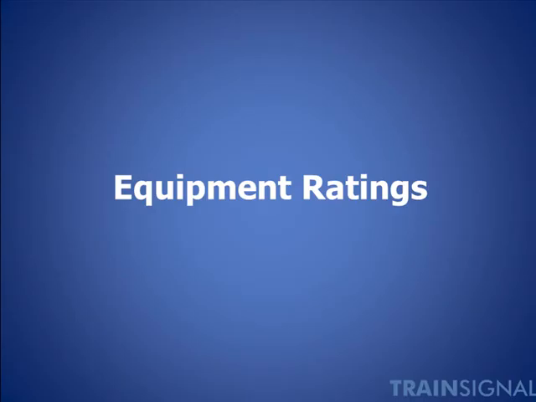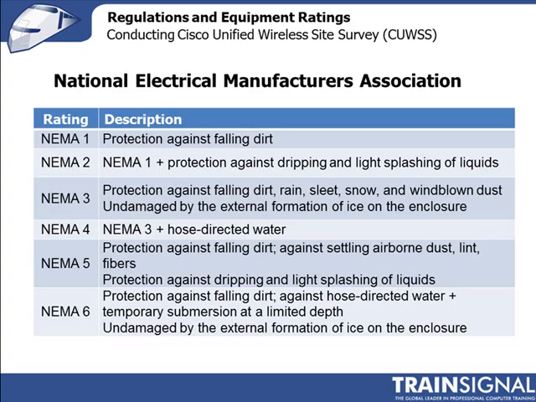Now that we've looked at the safety regulations, let's take a look at some equipment ratings. The National Electrical Manufacturers Association has come up with a set of definitions that define the protection that a housing can give a device. And what we're talking about here is the housing that your access point is contained in.